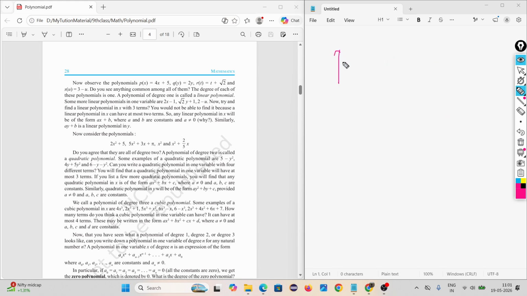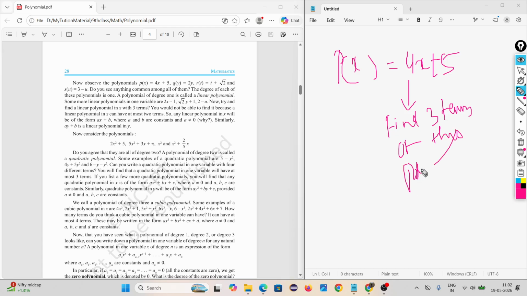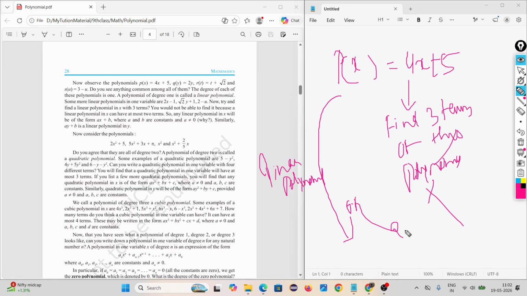The question is, if I give you p(x) = 4x + 5 and tell you to find three terms of this polynomial, it's impossible. So any linear polynomial in x has a general form, which is always ax + b. There will be no third term.